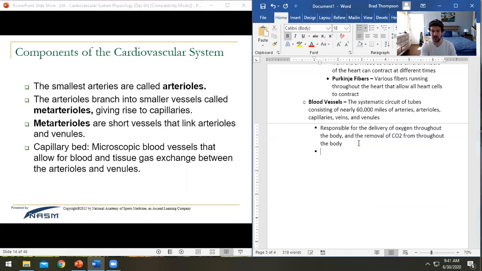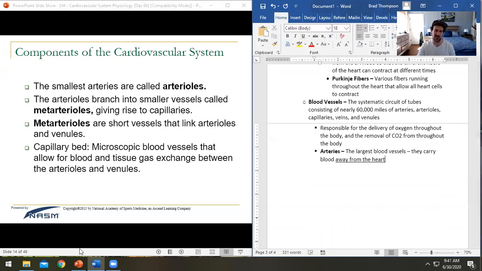So we've got arteries, which are your largest blood vessels. Okay, so the arteries are the largest blood vessels. They carry blood away from the heart. Okay, so an artery will always carry blood away from the heart, no matter what type of artery it is.